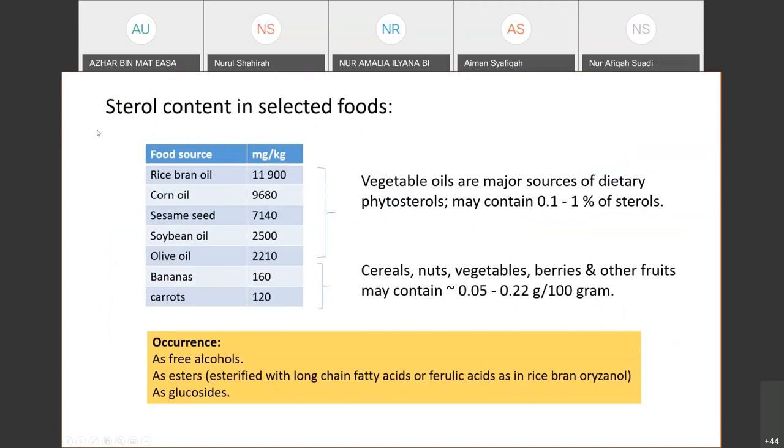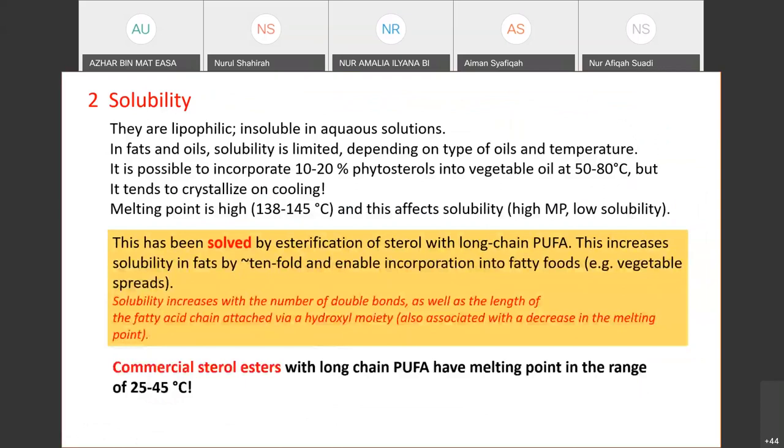So number one is chemistry and occurrence. Number two is solubility. Solubility for phytosterol is the issue that limits the applications. They are of course lipophilic, but insoluble in water, and the solubility in fats and oils is limited, depending on the oils and temperature. So in order to increase the solubility in oils, you have to increase the temperature, in order to make that emulsion.